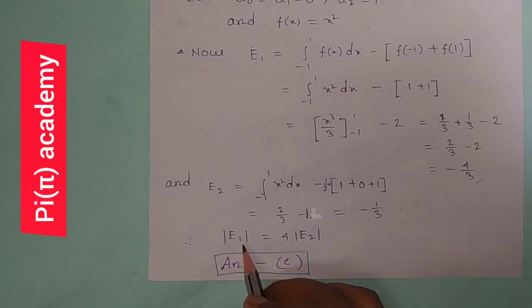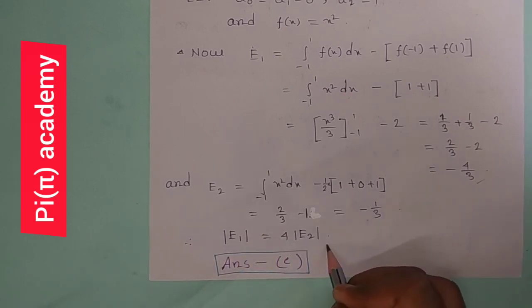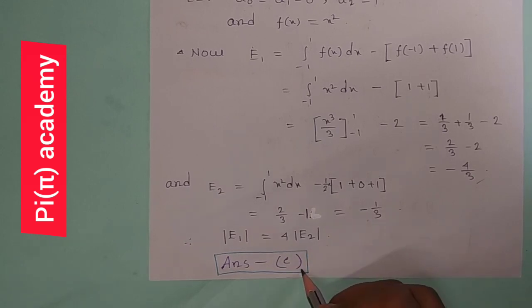Therefore mod e1 equals 4 into mod e2. Hence option 3 is correct.